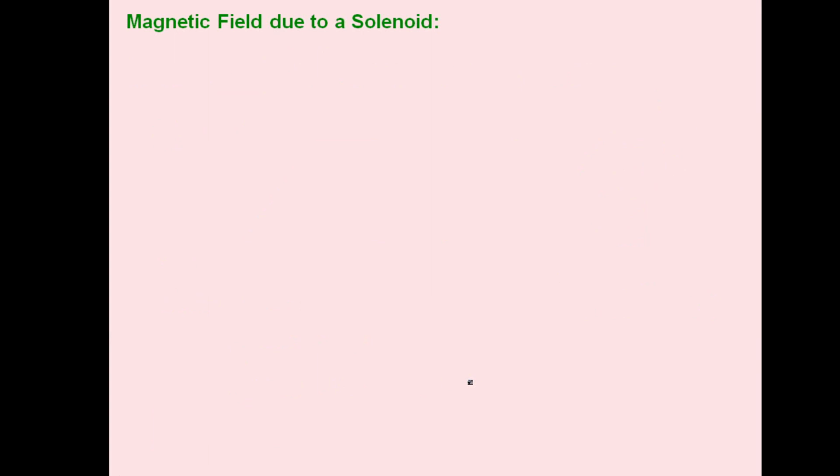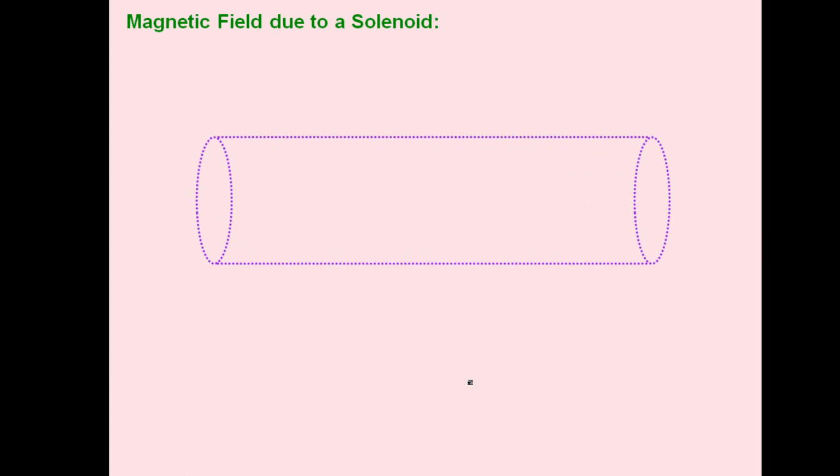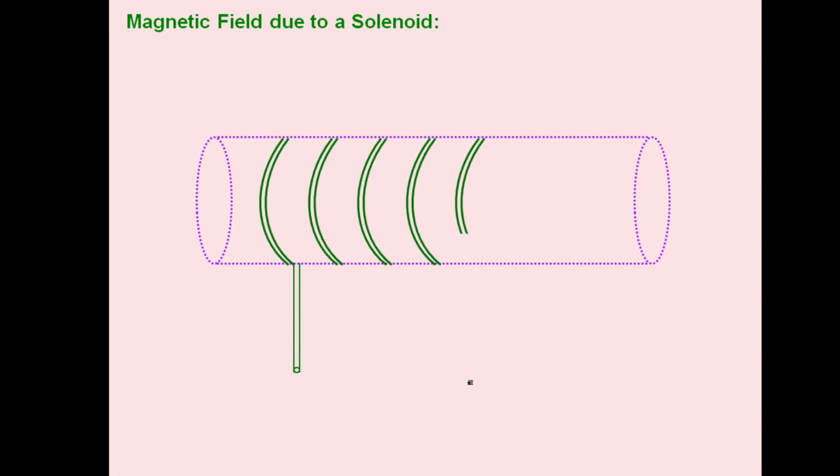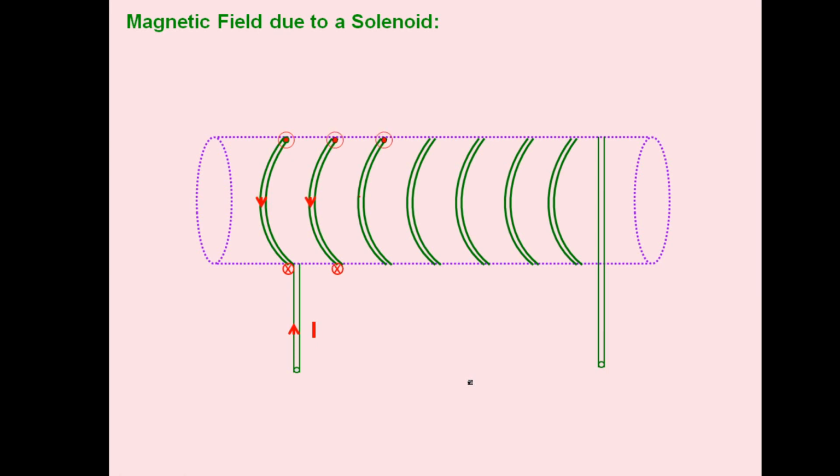Now coming to the magnetic field due to a solenoid. If we observe the magnetic field symmetry due to a solenoid, it is similar to that of a bar magnet. To make a solenoid, there must be a base over which wire is wound in helical form. This concept you have also studied in 10th class. So current is entering this way, then exiting, then entering, then exiting, and so on. This is the way the current passes through the solenoid.